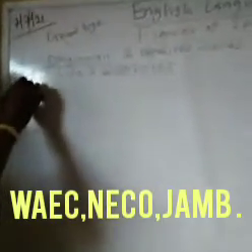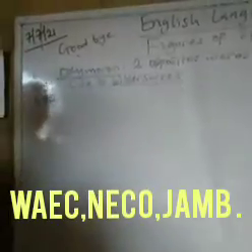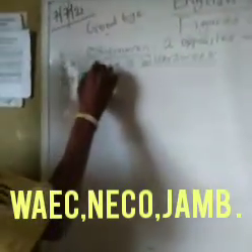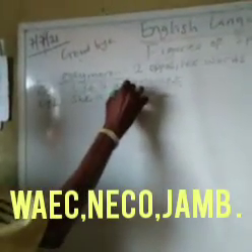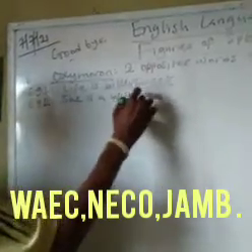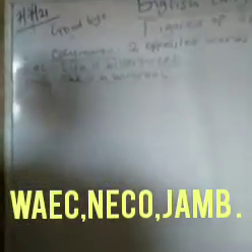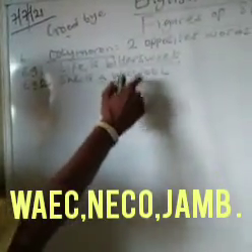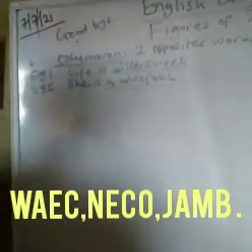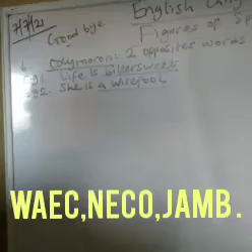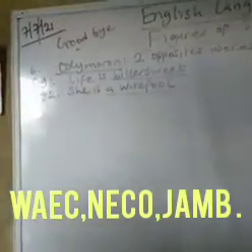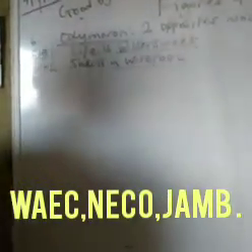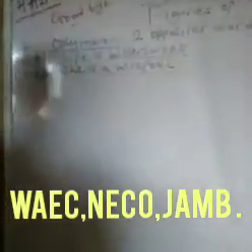Example two. Someone may say, she is a wise fool. Most times when you use a negative word together with a positive word, you're emphasizing the negative word. That boy is a wise fool. That man, that woman is a wise fool. It means the person appears to be wise but is actually foolish. There are many forms of oxymoron.